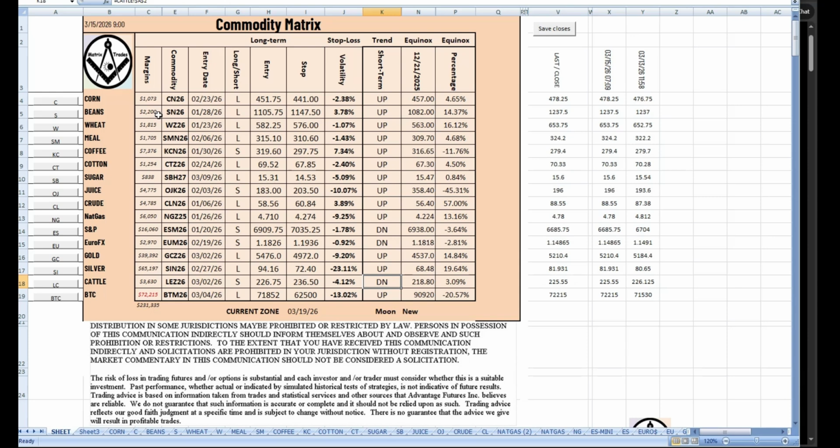Hopefully, again, March 21st is the new spring, beginning of spring. Volatility picks up usually around that. A lot of highs and lows do occur in the commodity world on the equinoxes.